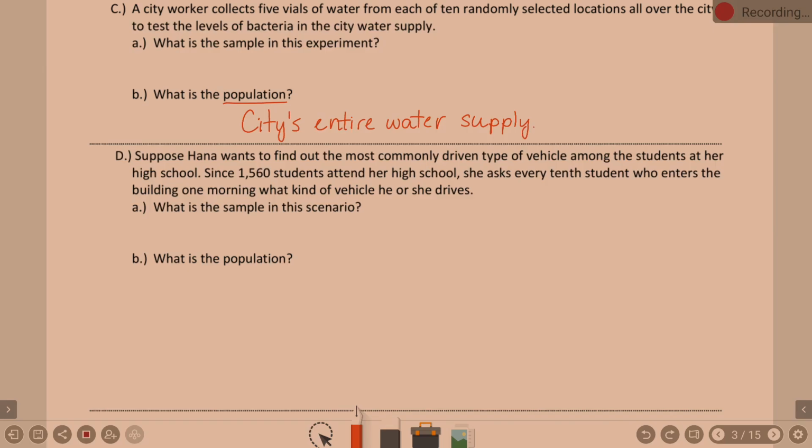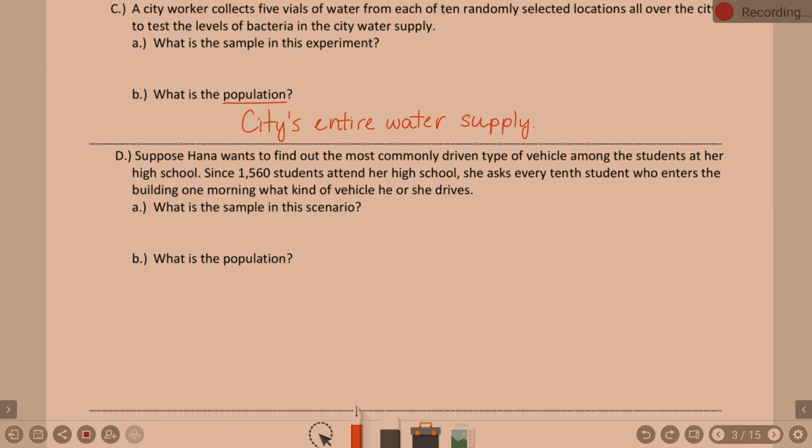I had to get us away from the vials for a moment. We're going back, but I had to get us away from it because the vials are part of what we're getting ready to talk about. So now the city worker collects the 5 vials from each of 10 randomly selected locations, and they're trying to test the levels of bacteria in the city water supply. So population is the city's water supply.